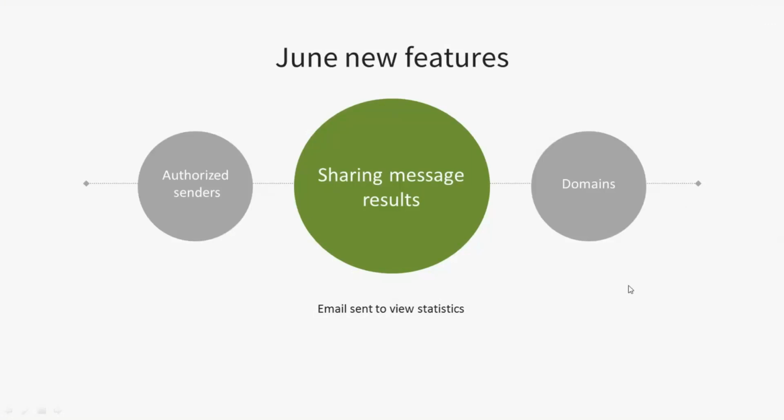So let's go to the second release of the month, which is Authorized Senders. So the Authorized Senders is the ability for you to determine which will be the email and the name of the sender on your messages. So right now you enter, or you used to enter, whatever you wanted.